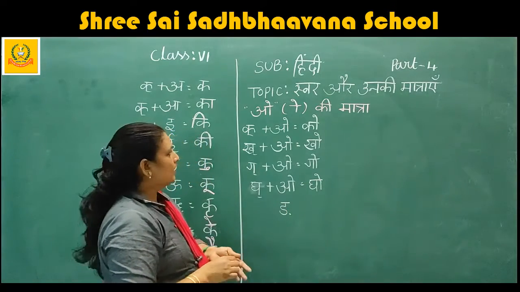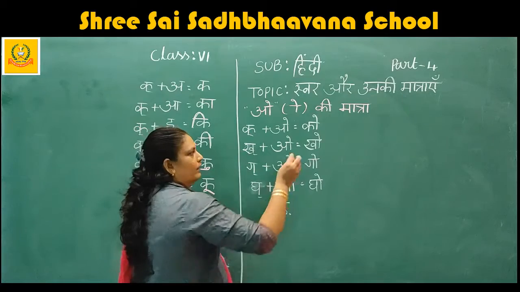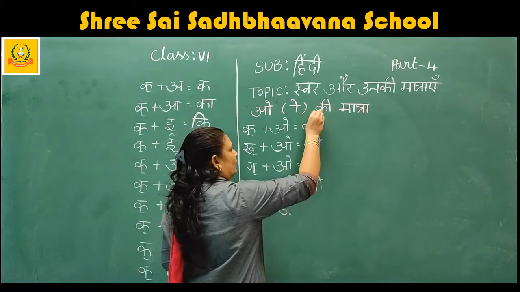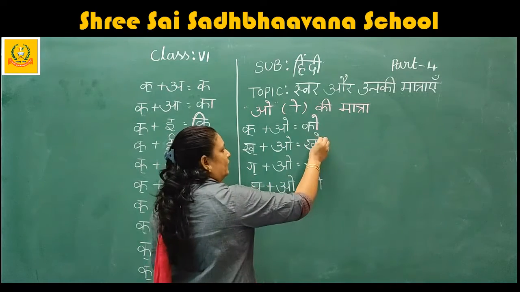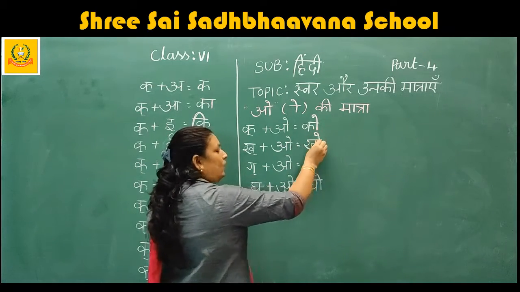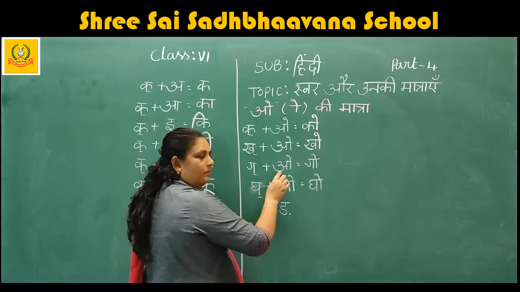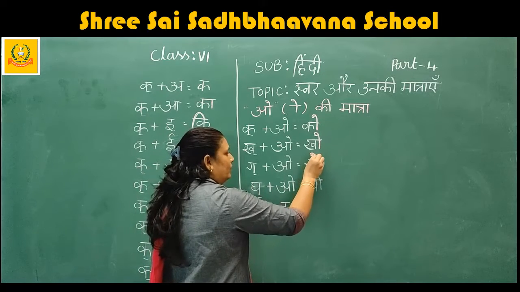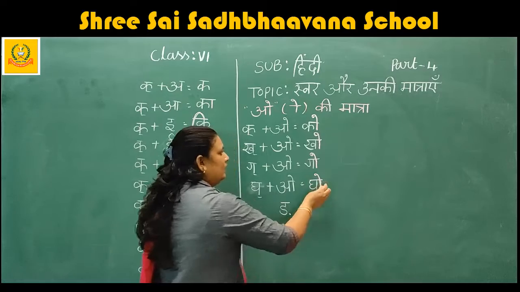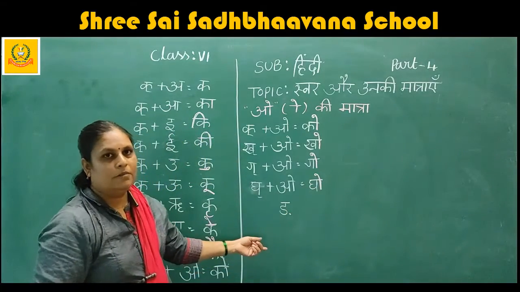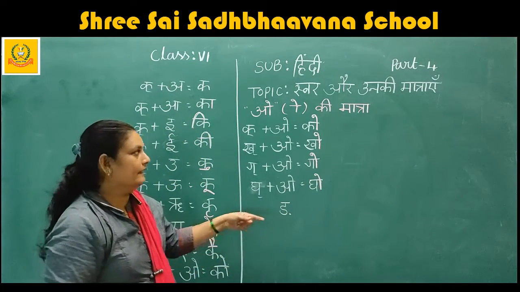Okay, so where is this matra? Ka plus O, this is ko. Where I am writing in the color, that is the ko. Next, ka plus O, ko. Then, ga plus O, go. This is the matra. We will write the other letters also.